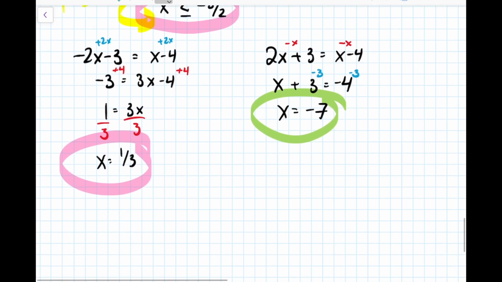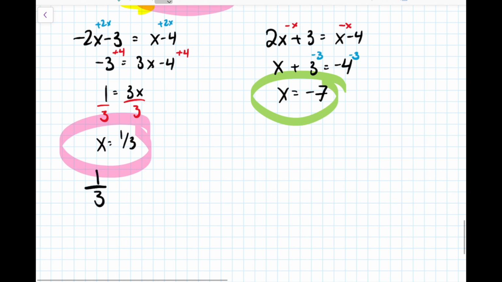And so with that being the case, if we compare those, 1/3 is supposed to be less than or equal to -3/2, but 1/3 is not smaller than -3/2. So that answer, no good. We don't even have to properly check it if it doesn't fit our case.